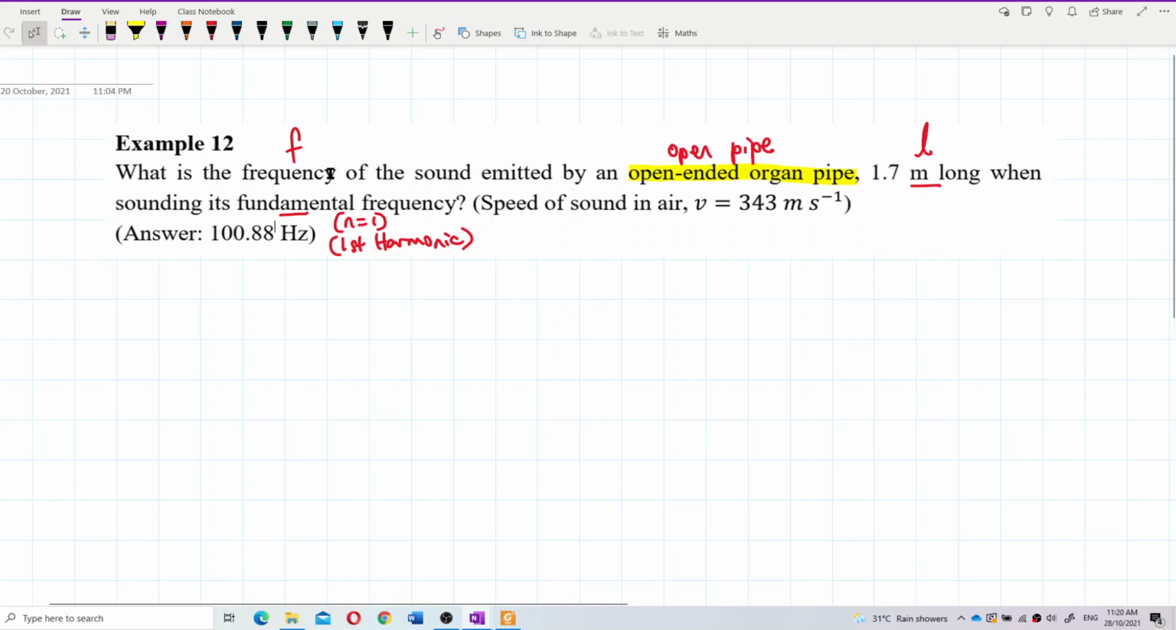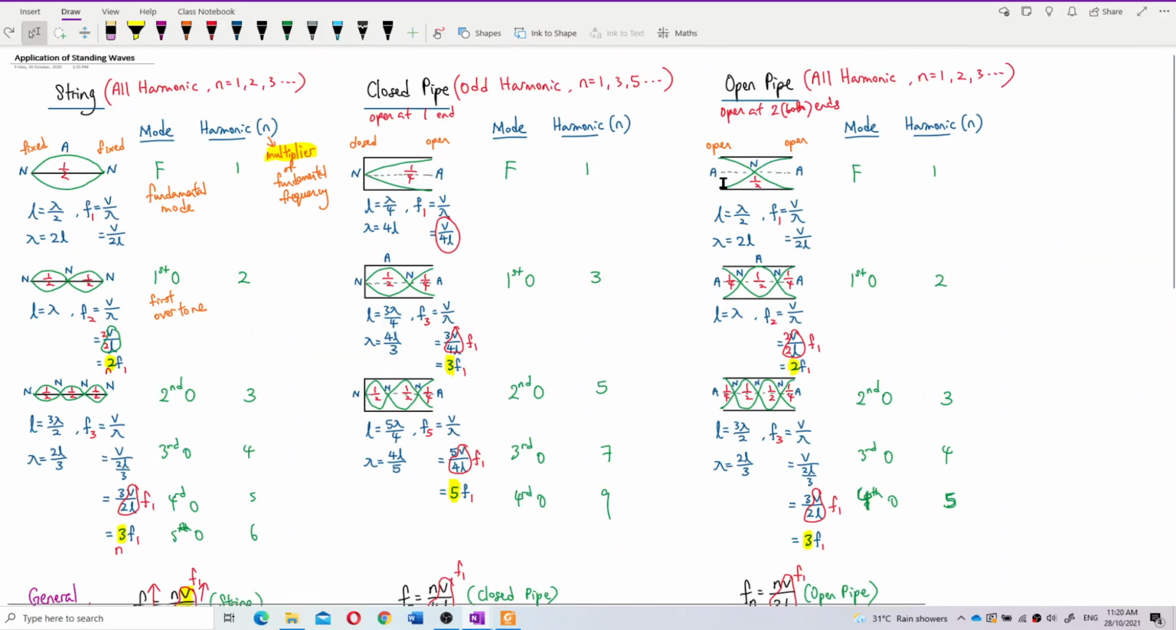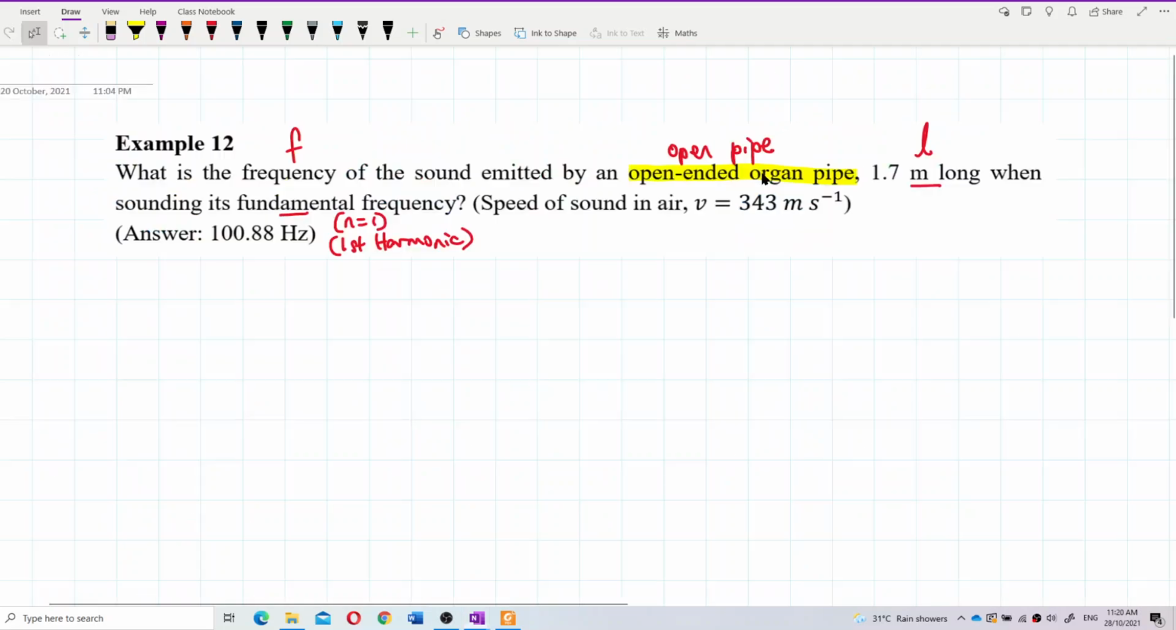So we want the fundamental frequency, the first harmonic frequency. First harmonic frequency is the fundamental frequency. So we just need to draw the fundamental mode of this open pipe. So how do we draw? This is the fundamental mode of the open pipe. Let's draw it out. I draw it out for you.